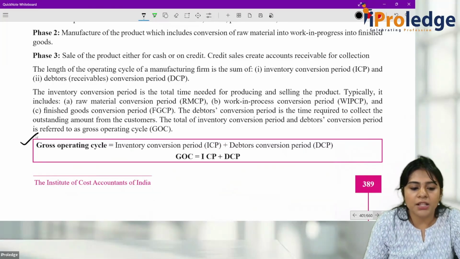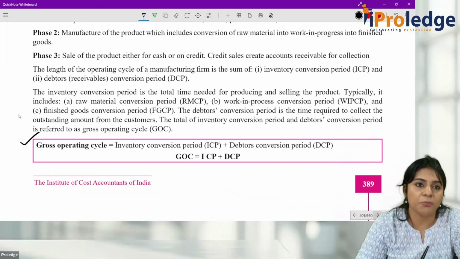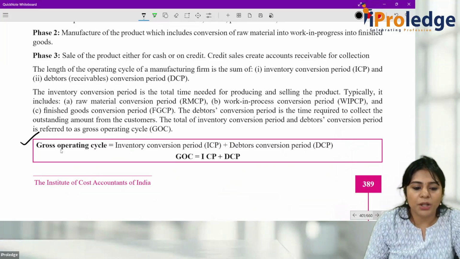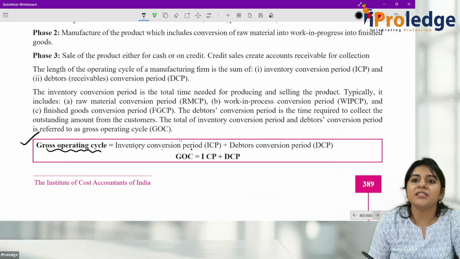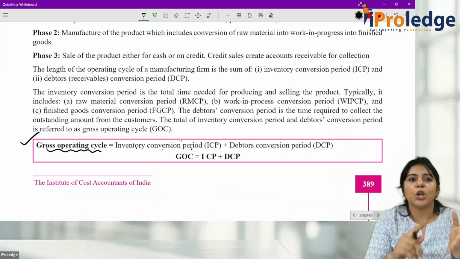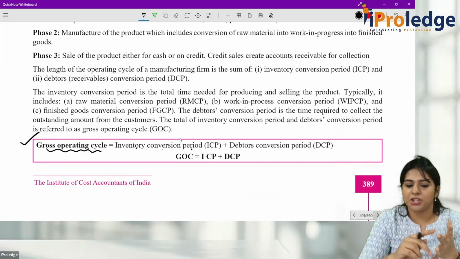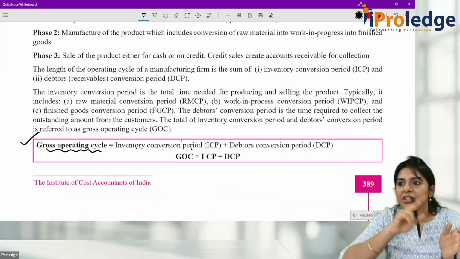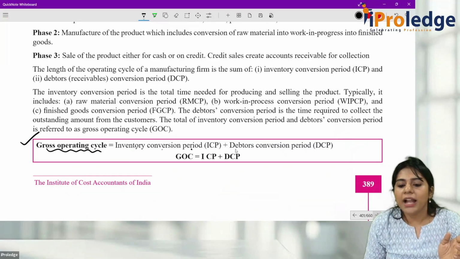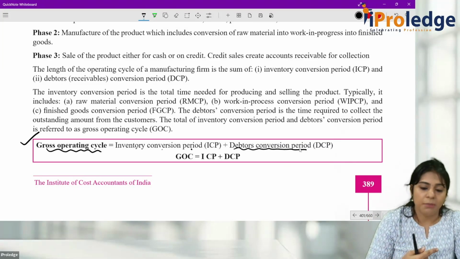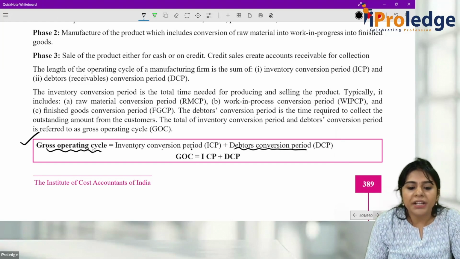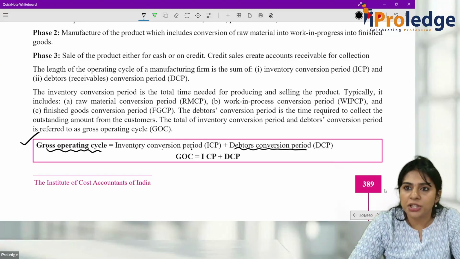Now these are some of the formulas that will be helpful when we are solving problems. Let me read the first formula for you. Gross operating cycle means what? Inventory conversion period. Inventory, as I explained in the previous part, is raw material to work in progress to finished goods. So that's my inventory conversion period. To that comes your debtor conversion period: how fast your debtors pay you back money. So your operating cycle will be inventory conversion period plus debtor conversion period.